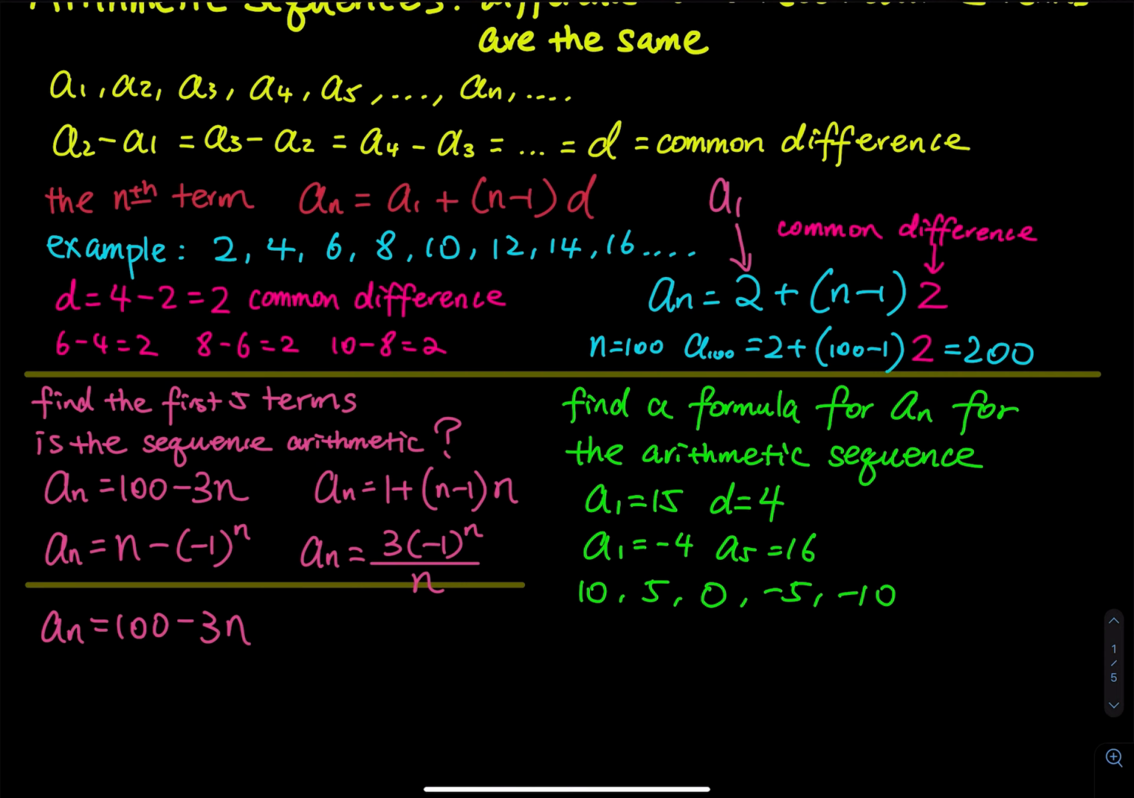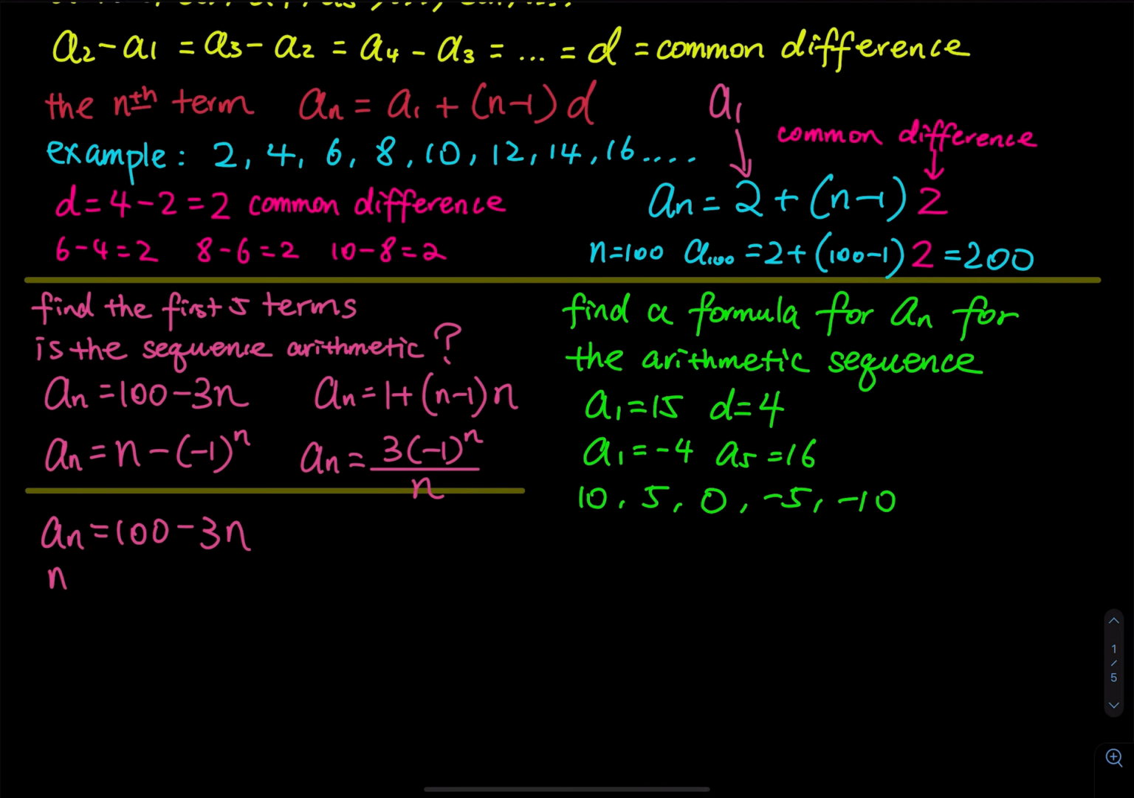We need to write the terms out. So what happens when n equals 1? When n equals 1, 100 minus 3 is 97. When n equals 2, 100 minus 6 is 94. When n equals 3, 100 minus 9 is 91. When n equals 4, 100 minus 12 is 88. When n equals 5, 100 minus 15 is 85.